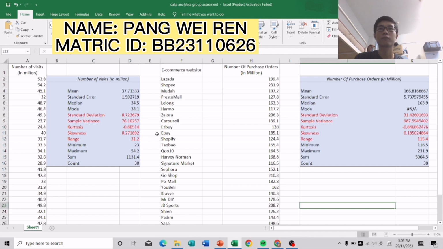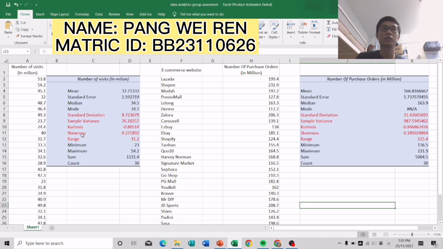0.80514. Then the kurtosis for the number of purchase orders is negative 0.846862476.